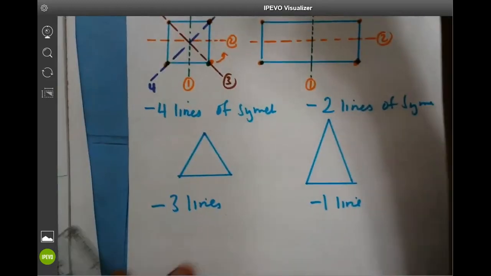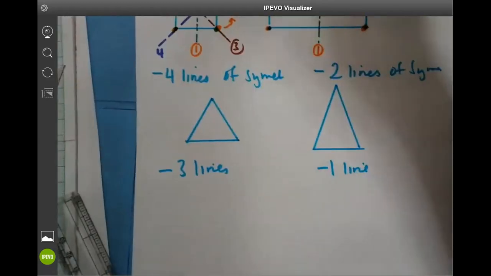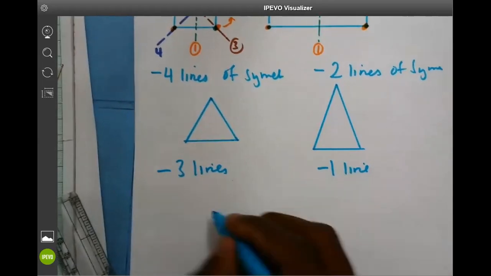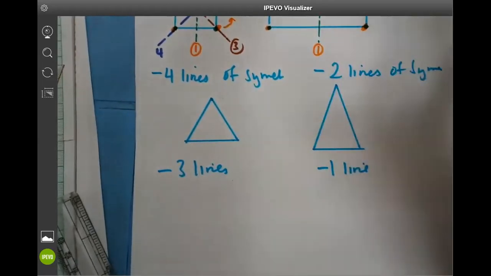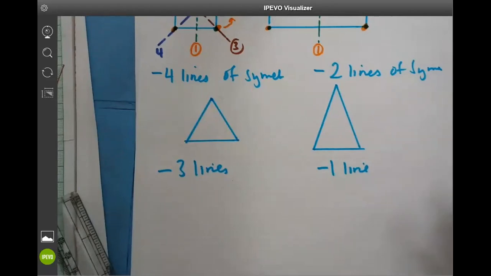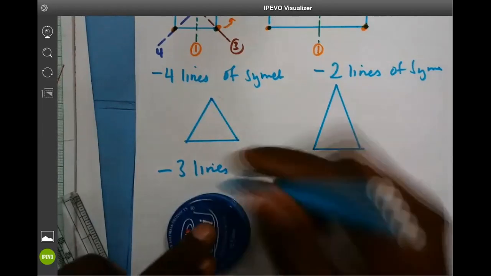Okay, so we have got so many shapes, which we will see in a while. But we have one last one here. We have one last shape, which is known as a circle.